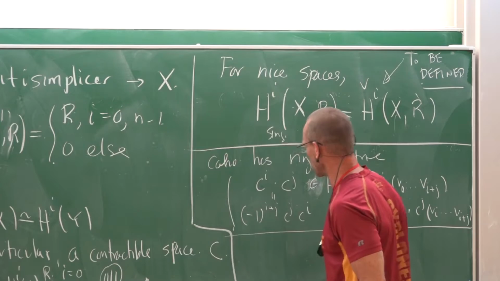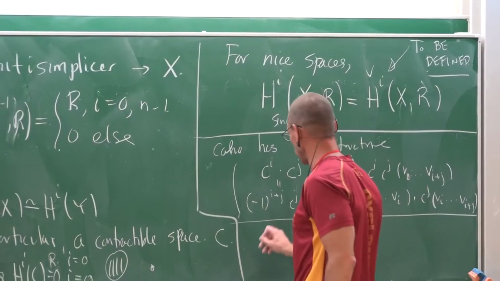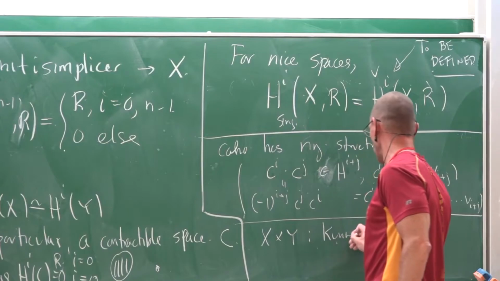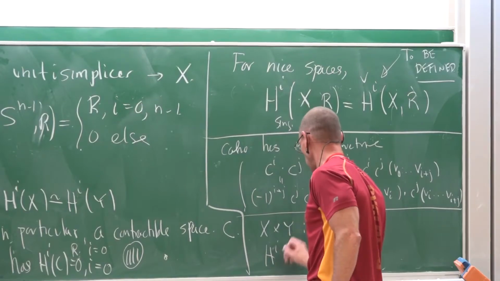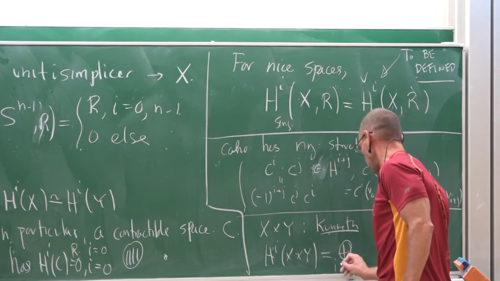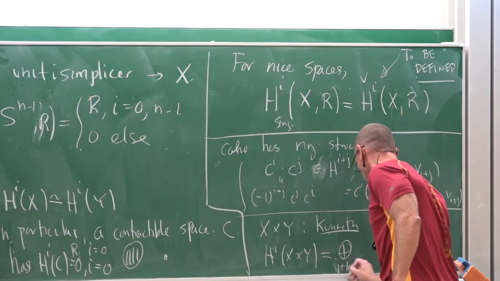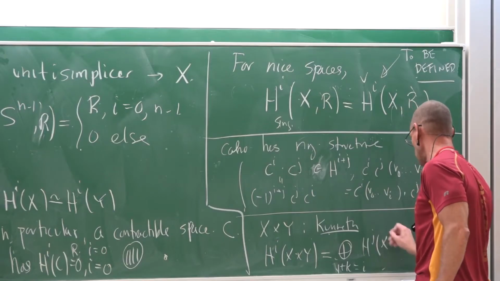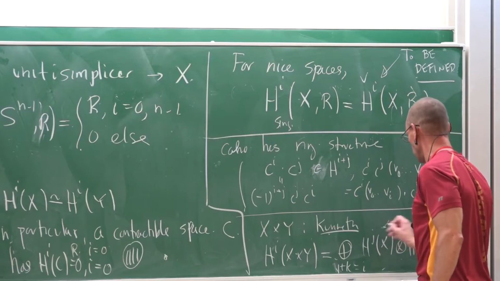So cohomology has a ring structure, and the last thing I want to say about cohomology very quickly is what we get for a product space. If I have a product space X cross Y, then we have the Künneth formula, which says that Hi of X cross Y is almost as nice as possible. It is the direct sum over j plus k equals i of Hj of X tensored with Hk of Y. This is an additive decomposition.